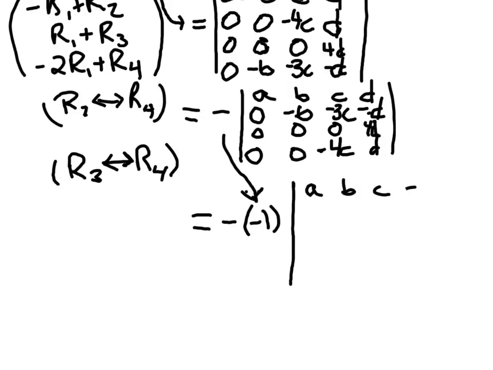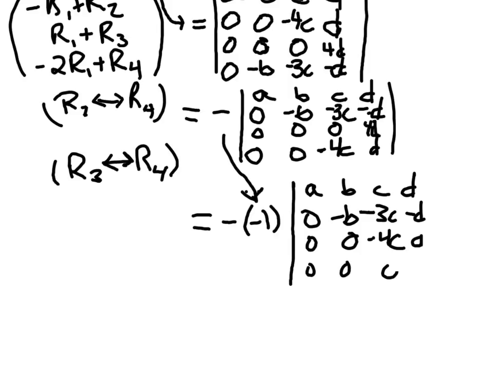Okay, and so our matrix now, I have negative b. It turns out that these next entries aren't really going to matter, but I'll write them down just for completeness here. So negative 3c and negative d, I think that is. Swap the last two rows. So now this will be 0, 0, negative 4c, and d. And the last one will be the 0, 0, 0, 4d. So we now have a triangular matrix.